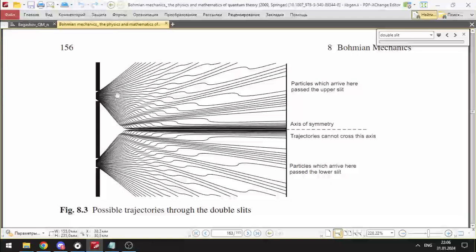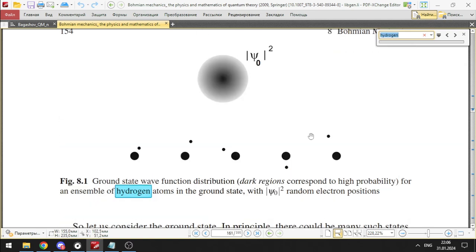Like, for example, we know if the particle passed through one of the slits, it cannot go through the other. I mean, it cannot go here. So it's some additional info that regular quantum mechanics doesn't even have. Even more so, I want to show you something else.